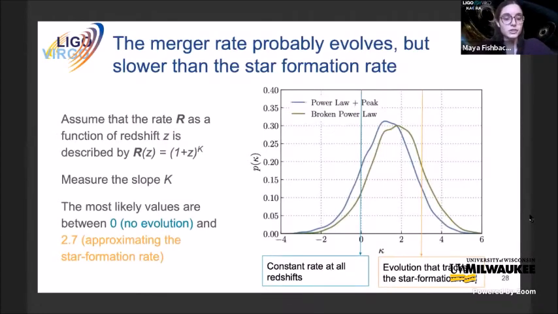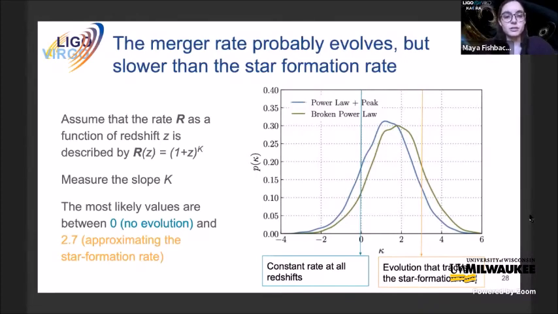So what we're actually doing when we're fitting for the evolution of the merger rate is fit a model where the rate, as a function of redshift, varies as (1 + z) to the kappa, and we're fitting for this index of the merger rate evolution, kappa. And here's the posterior probability that we infer for this index of the redshift evolution.